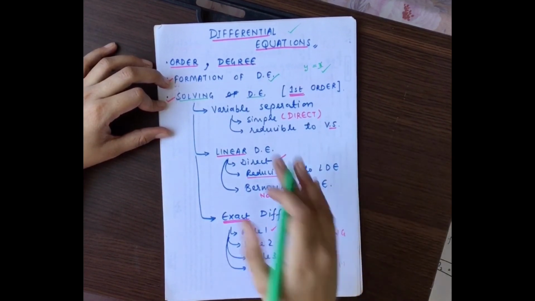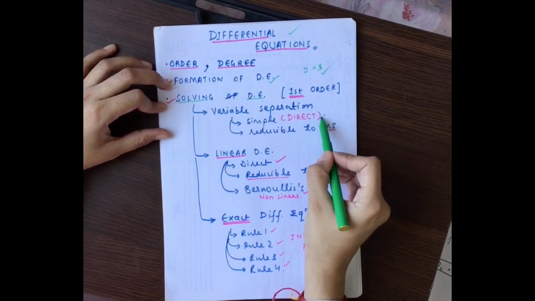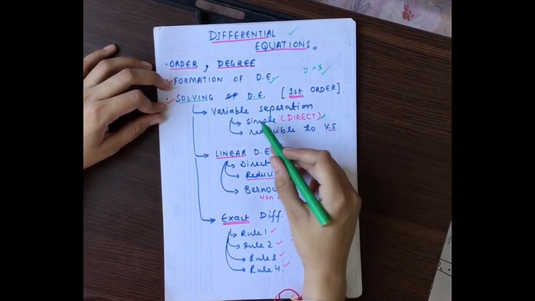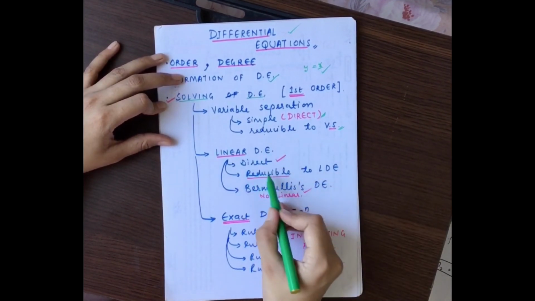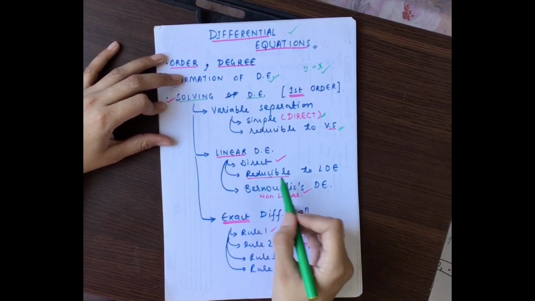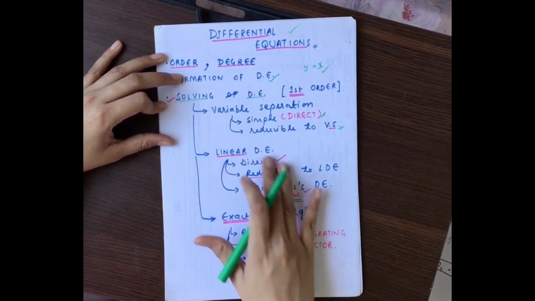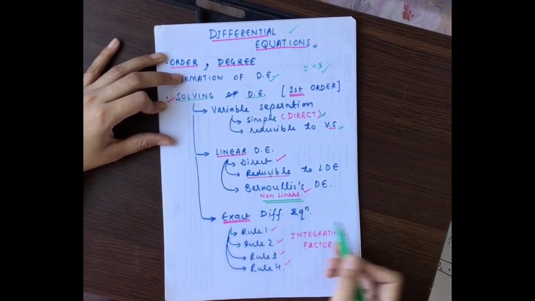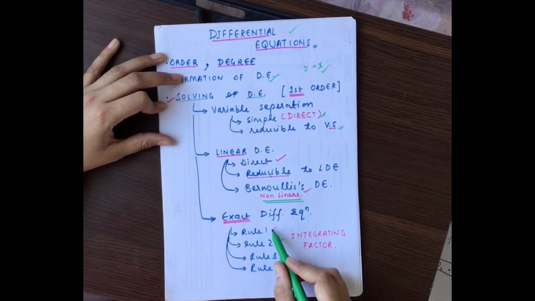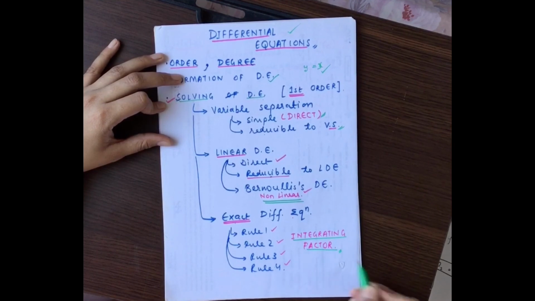So there are three methods. First is variable separation. Here first is direct, and then second will be reducible to variable separation. Second will be linear differential equation. Again, they are direct and reducible to linear differential equation. The third is Bernoulli's differential equation, which is non-linear, but I have put it in linear differential equations only. Now then, the third part is exact differential equation. There will be 4 rules to find the integrating factor. So this will be our course of first order.